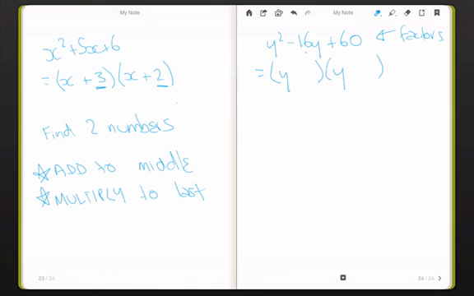Well, 30 and 2. Well, you can't really get negative 16 out of 30 and 2, so that can't really work. How about 10 and 6? Well, that works. Now, what do they need to be to add to negative 16? Both of them would need to be negative, don't they? So negative 10 minus another 6 is negative 16, and negative 10 times negative 6 is positive 60. So there's our answer.